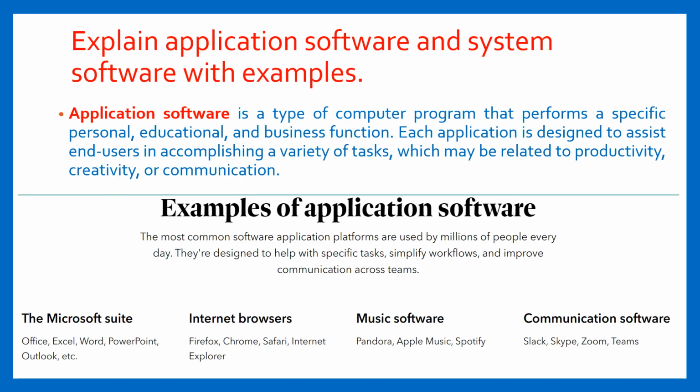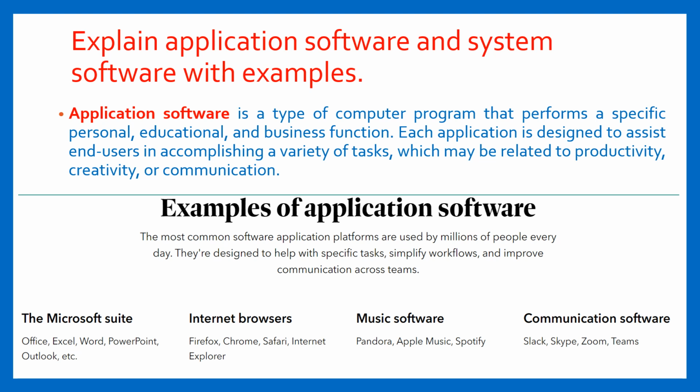And the next question is, explain application software and system software with example. What is meant by application software? Application software is nothing but a computer program that will perform a specific task or function. It can be a personal task or an educational task or a business oriented task. And each application is designed to assist the end users to accomplish their goals.